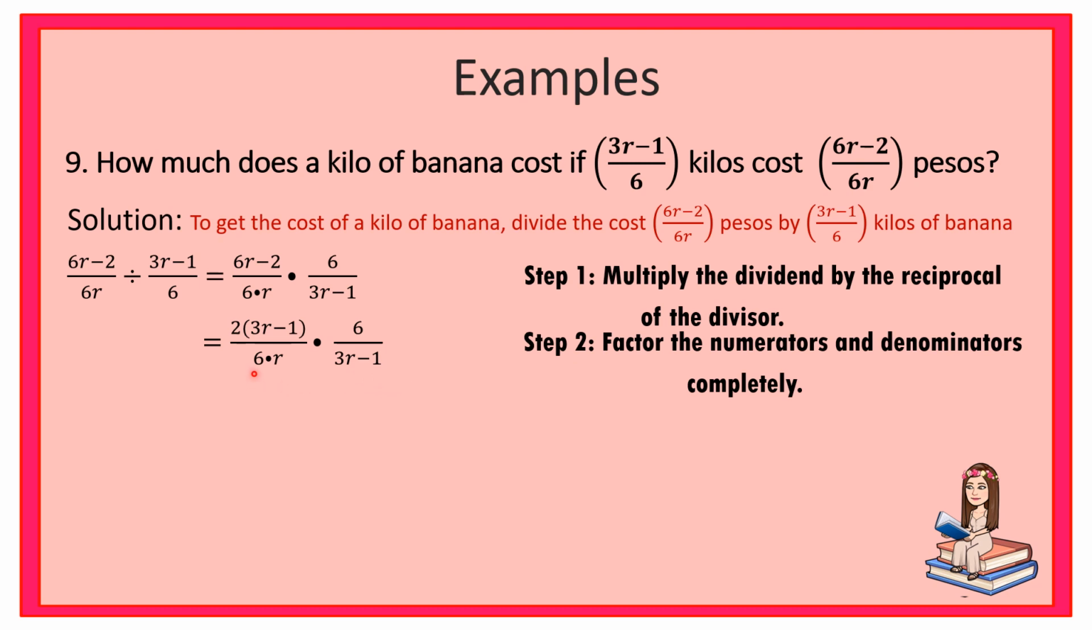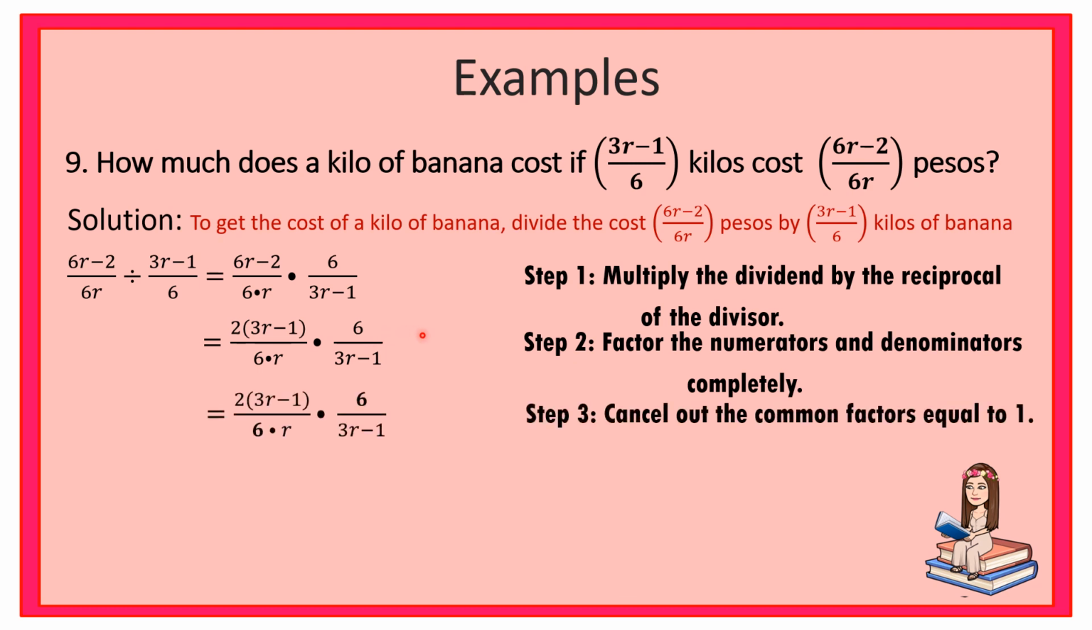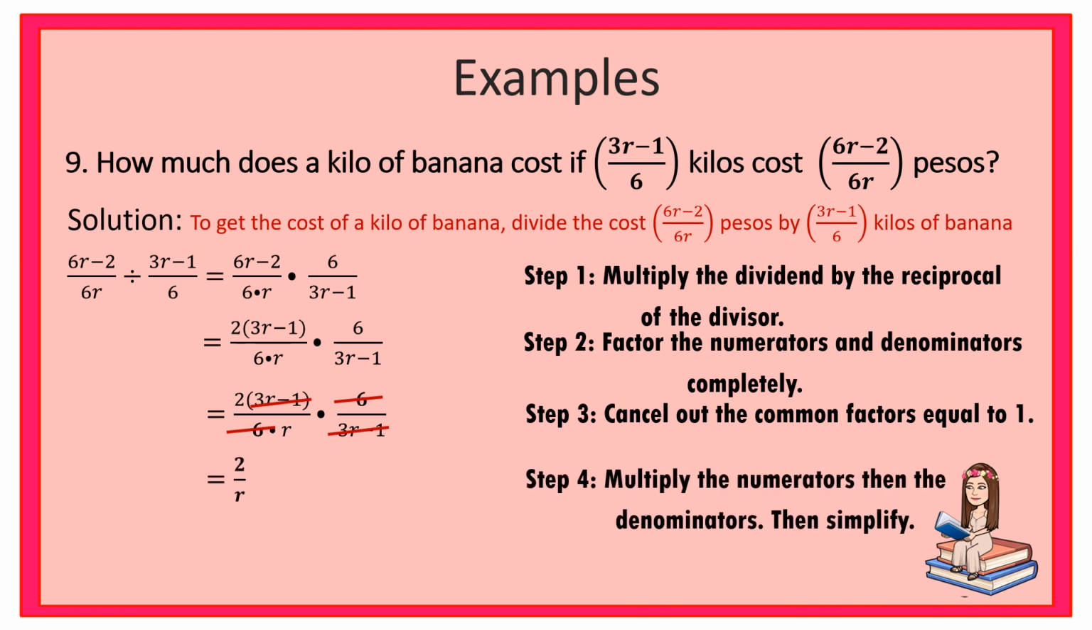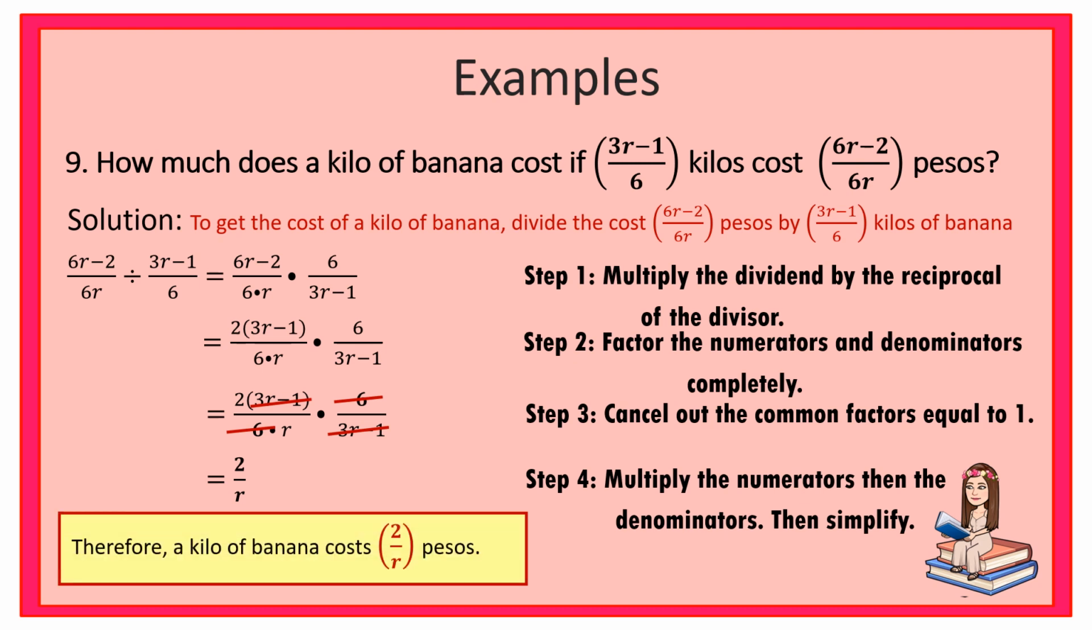Bakit po hindi mo na finactor yung 6? Kasi nakakita ako na may kapares naman siya. So, makakancel din naman. So, the next step is to cancel out. Ito na ngayon. Na-cancel yung 6. Na-cancel yung 3r minus 1. And doing so, ano na lang ang matitira? Yes, ang matitira na lang ay 2 over r. Therefore, a kilo of banana costs 2 over r pesos.